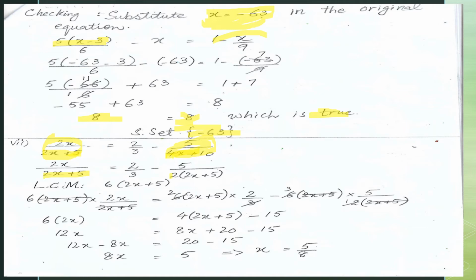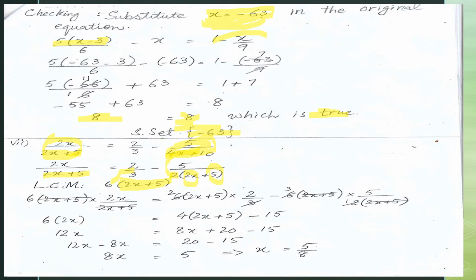4 and 10 are both in the table of 2. We can take out 2 as a common factor, and we get 2x plus 5. Now it is easier for us to identify the common expression. 2x plus 5 is coming one time because it is common, and 2 and 3 are coming, so 2 multiplied by 3 gives you 6, and with 2x plus 5 that gives you altogether the LCM.